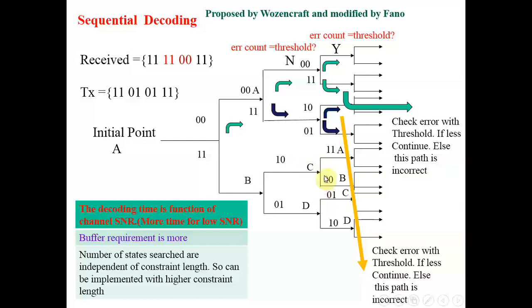Right? Similarly, let's assume that now you are in C. You received the next pair 0 0. Now you have two options: either you can go to A or you can go to B. So you naturally follow this path, right? And your error count is still 1, because your expected output is 0 0 and what you are getting is 0 0. This is the way sequential decoding will work.